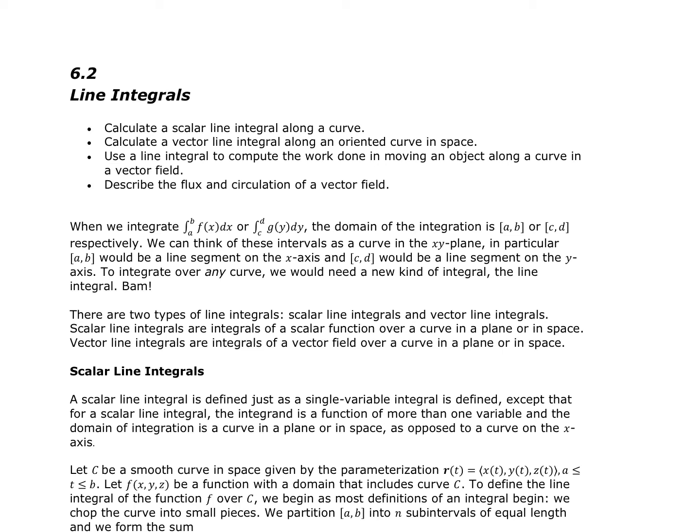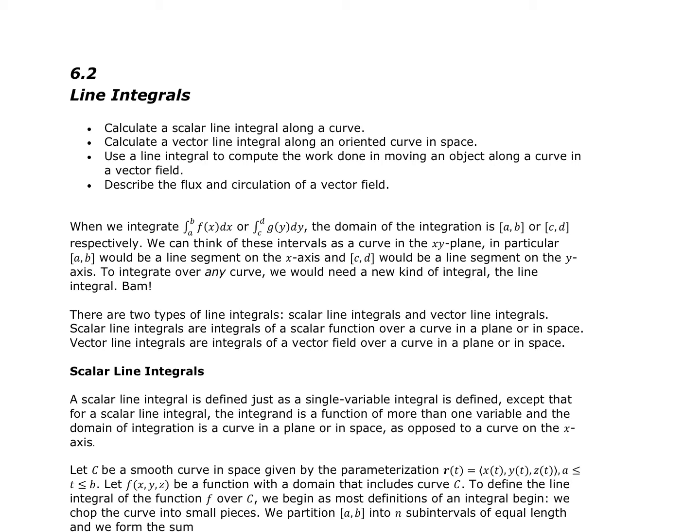In this video, and I'm going to warn you, it's going to be a long video, we are going to look at line integrals. We're going to look specifically at scalar line integrals along a curve and vector line integrals along an oriented curve in space. And then we're going to use line integrals to compute the work done on a moving object along the curve. And then we're going to talk about flux and circulation of a vector field.